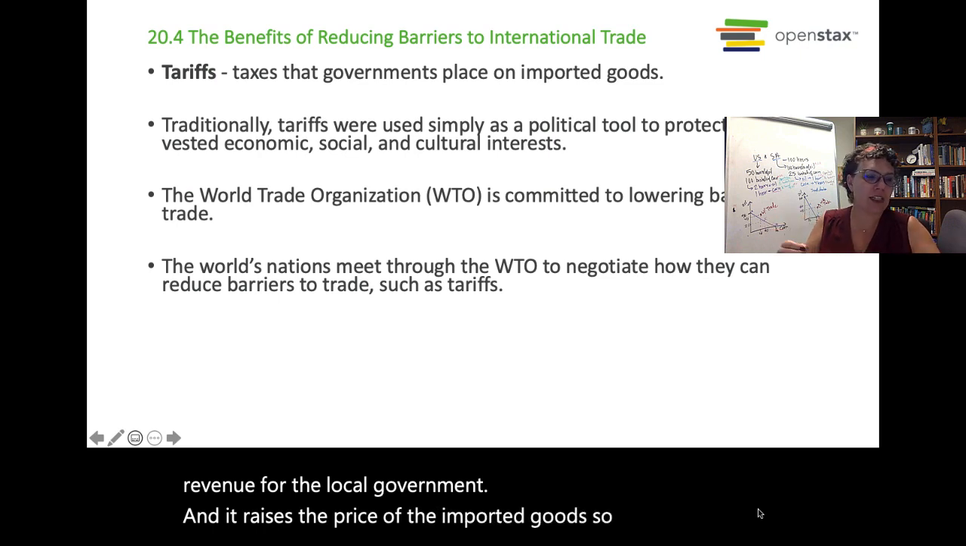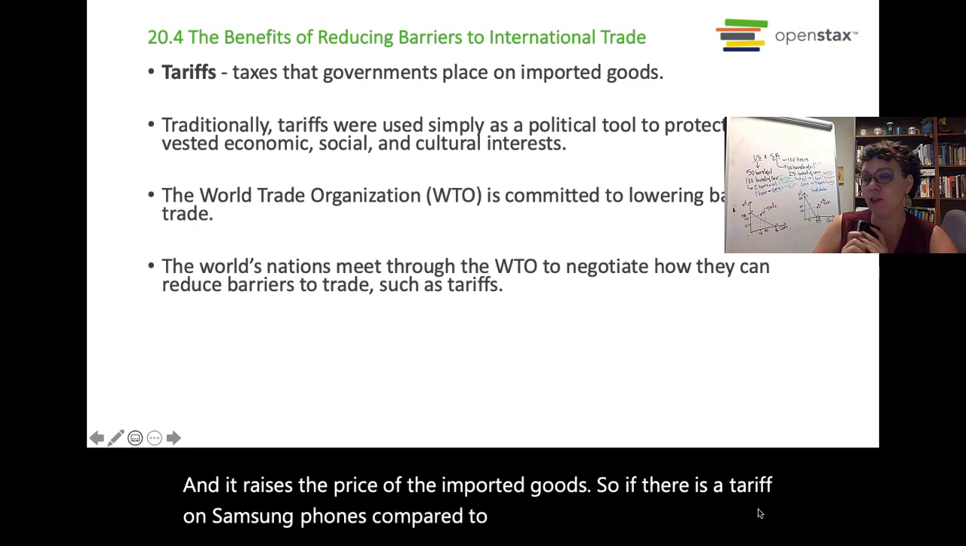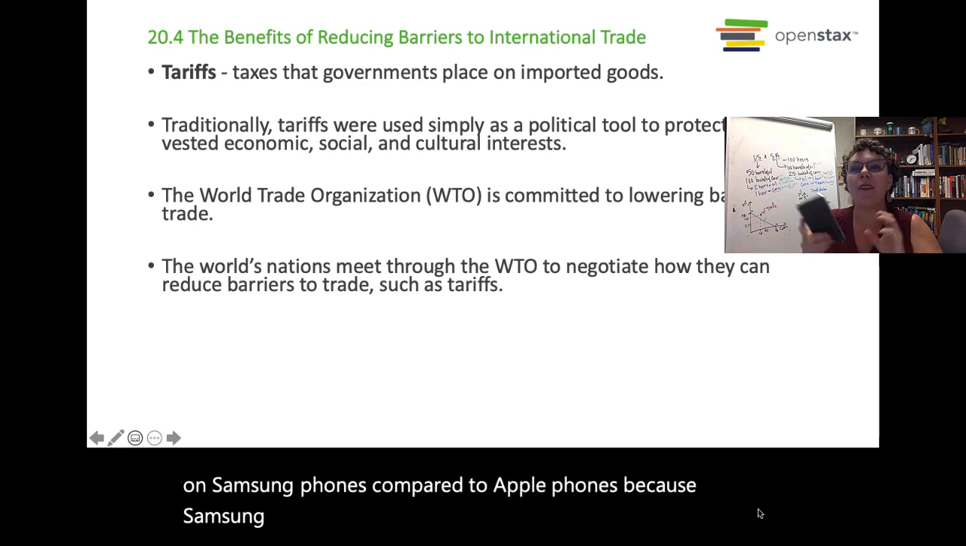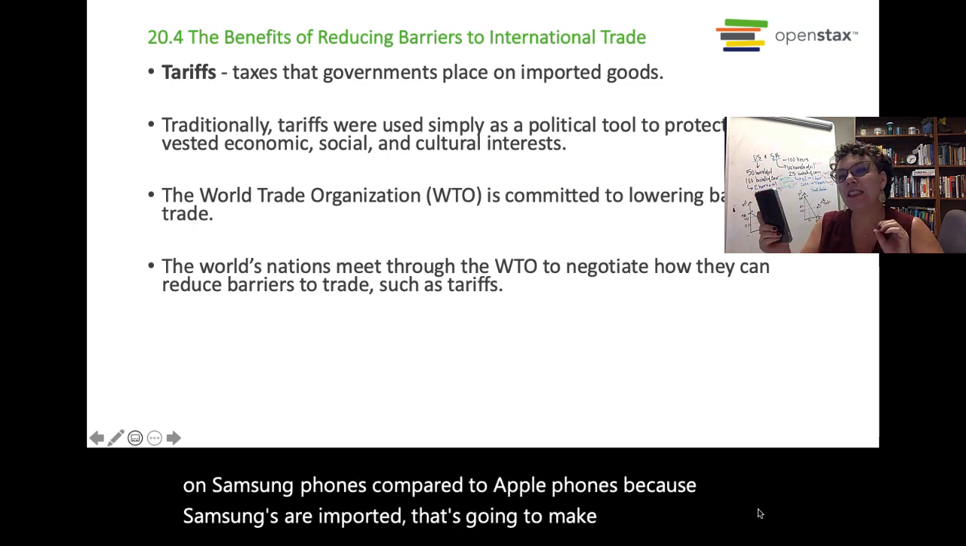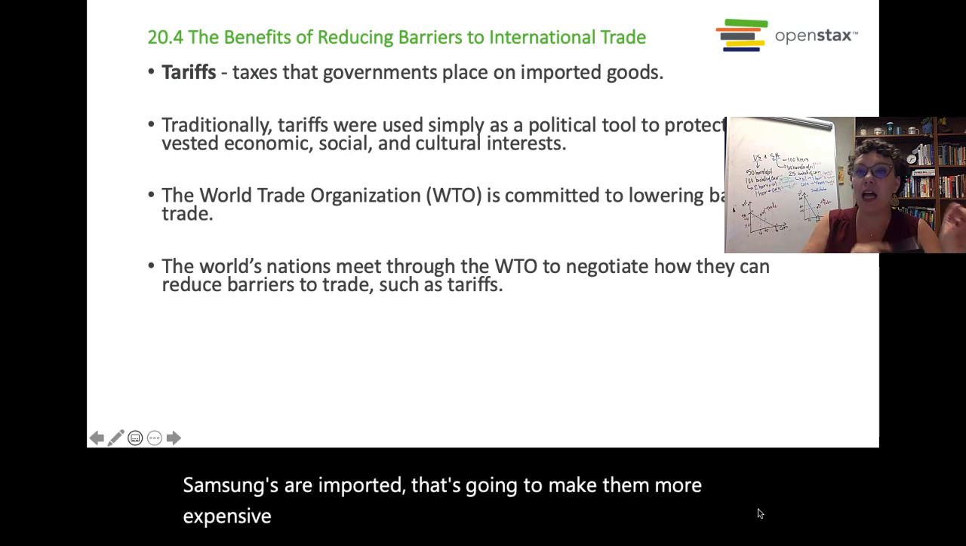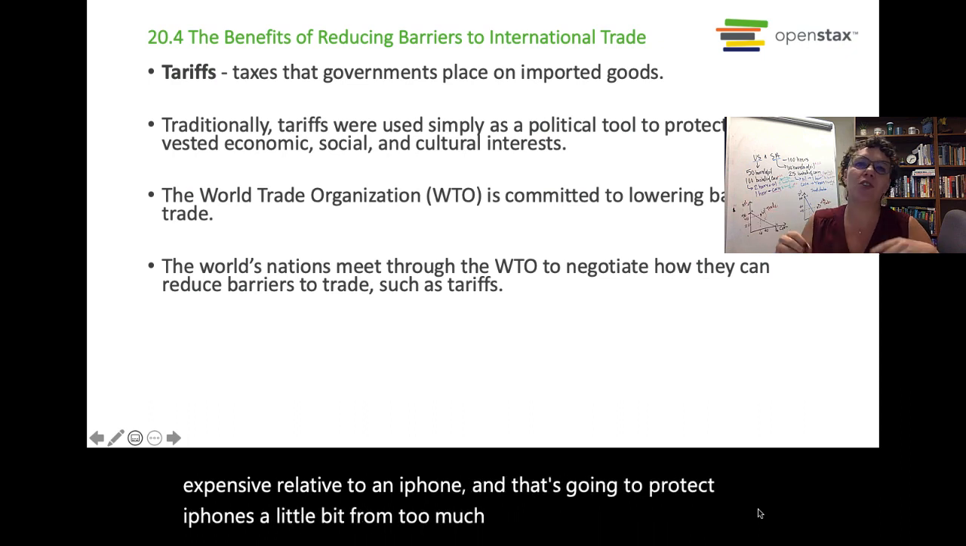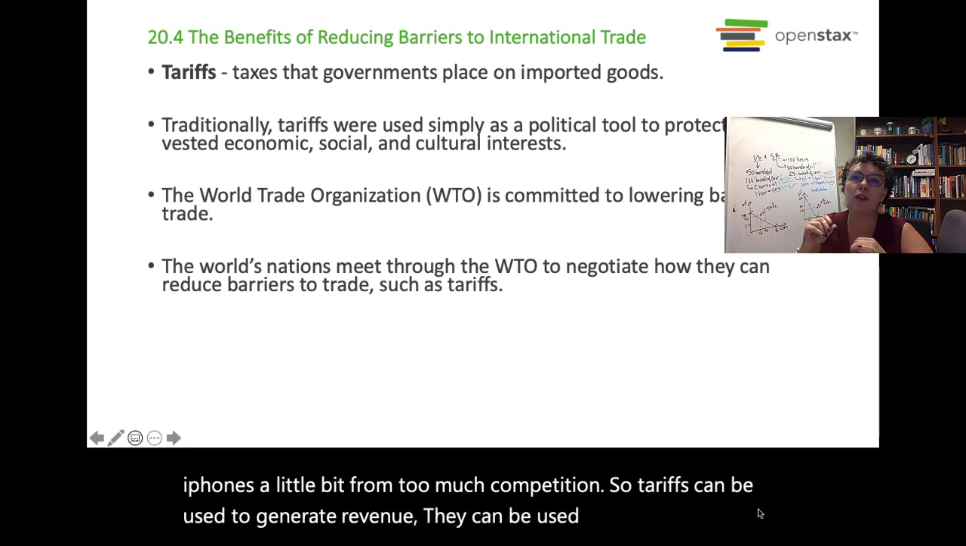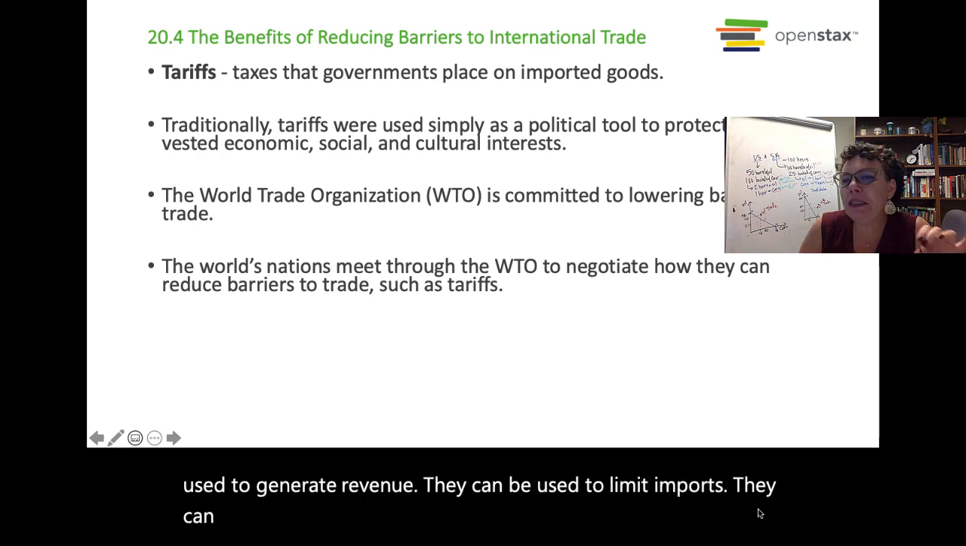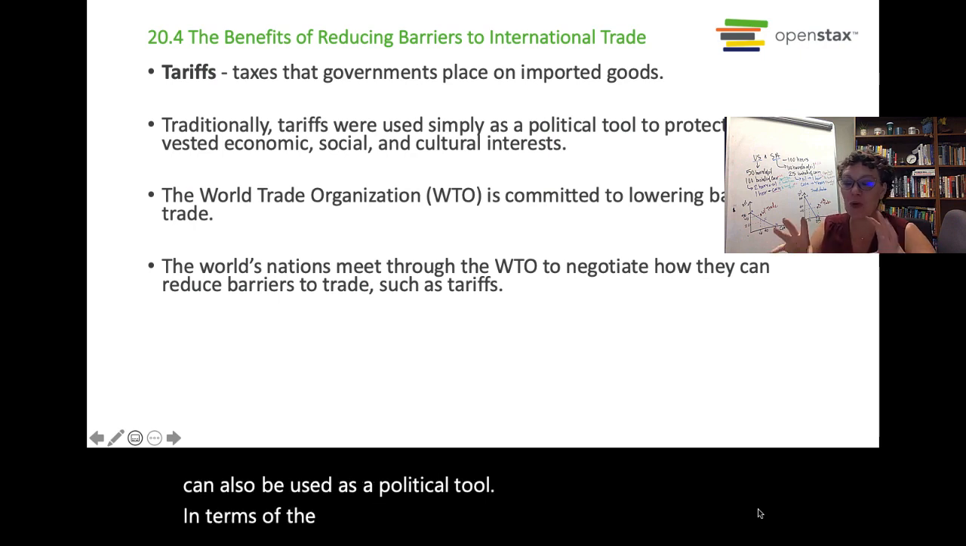So if there's a tariff on Samsung phones compared to Apple phones because Samsungs are imported, that's going to make them more expensive relative to an iPhone. And that's going to protect iPhones a little bit from too much competition. So tariffs can be used to generate revenue. They can be used to limit imports. They can also be used as a political tool in terms of the geopolitical goals of a country.